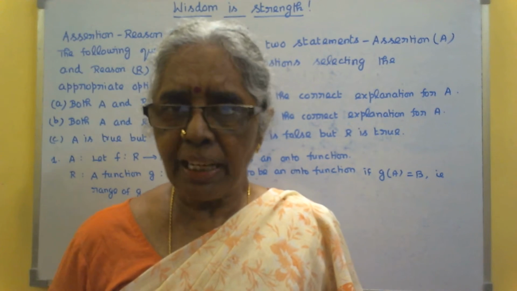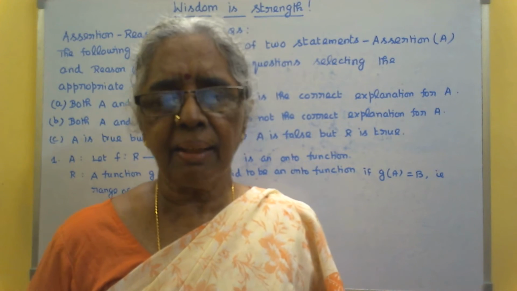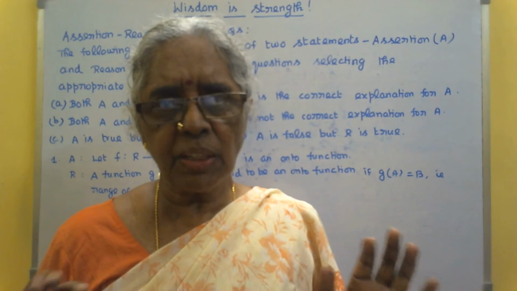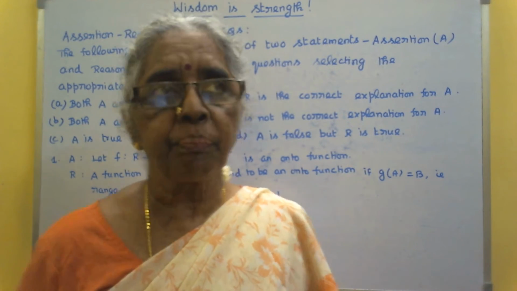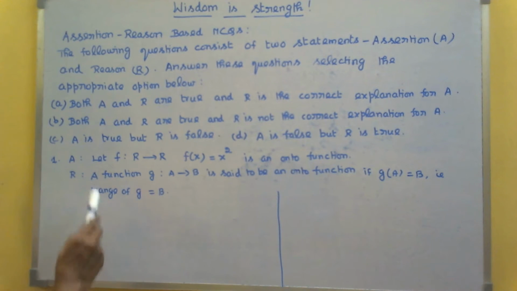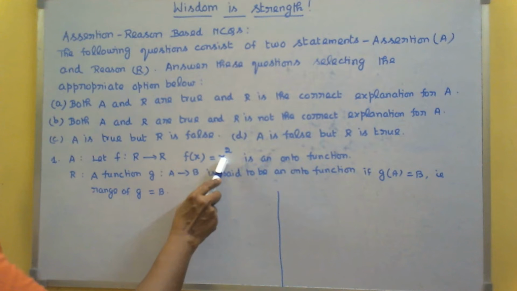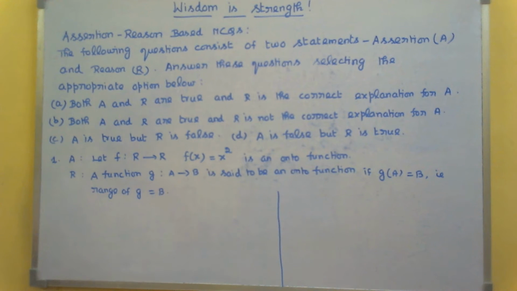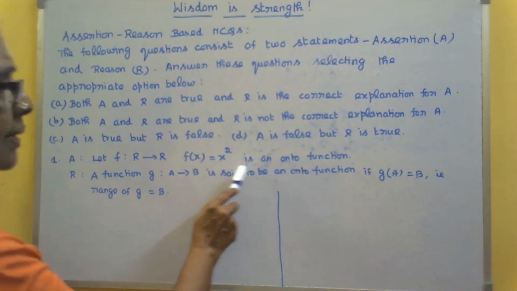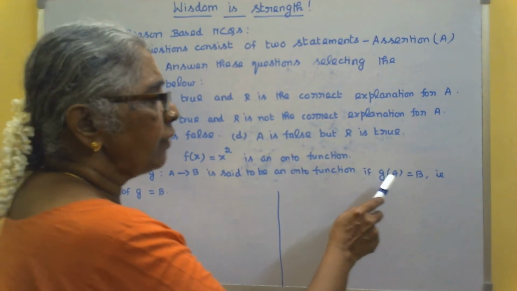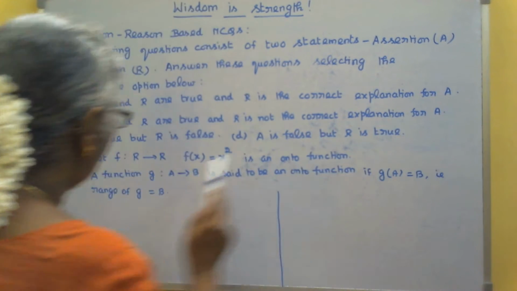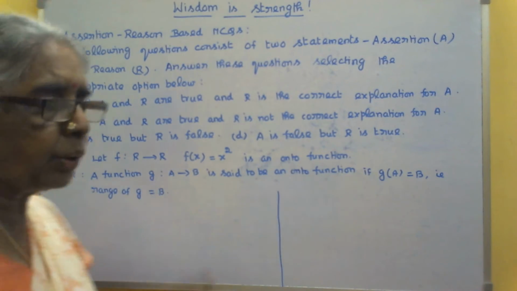Today, I am going to take a few sums from relation, function and inverse trigonometric functions. Okay, so now the first one. Assertion: Let f: R to R, f of x equal to x squared, is an onto function. Reason: A function g: A to B is said to be an onto function if g of A is equal to B, that is, the range of g is equal to B.